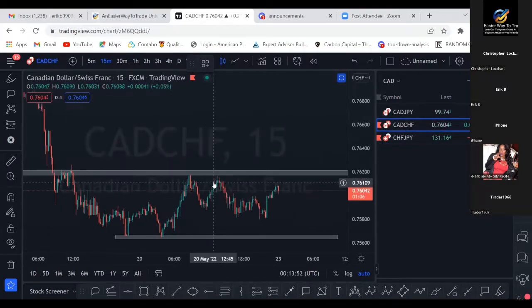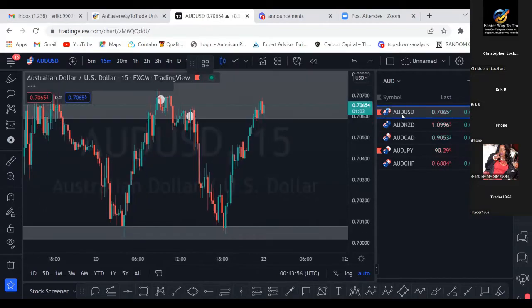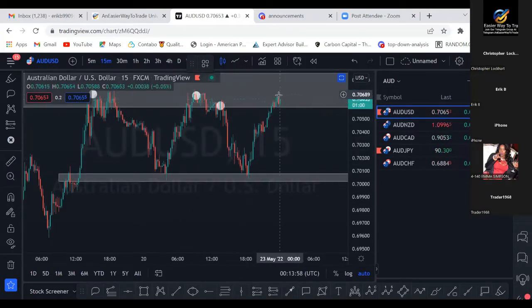All right, we're just gonna keep an eye on those two, AUD USD and CAD Swiss franc. If we can get a little bit more rejections here, I like this for a sale. But right now we gotta wait. It's a waiting game.